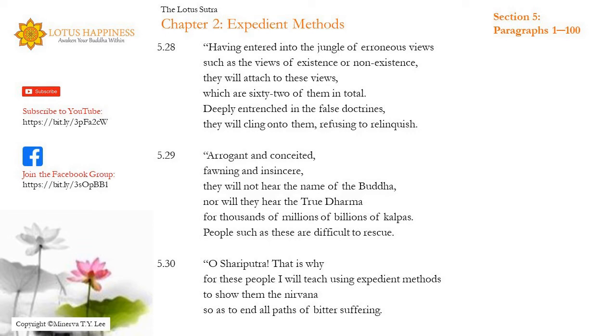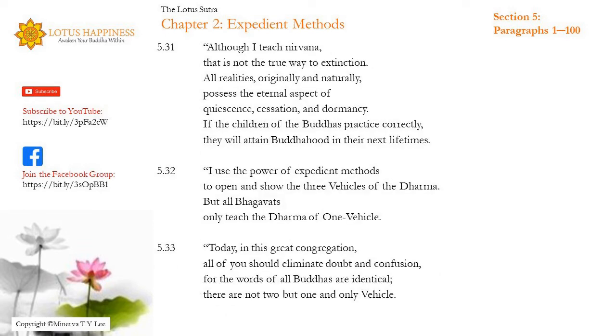O Shariputra! That is why, for these people I will teach using expedient methods, to show them the nirvana, so as to end all paths of bitter suffering. Although I teach nirvana, that is not the true way to extinction. All realities, originally and naturally, possess the eternal aspect of quiescence, cessation, and dormancy. If the children of the Buddhas practice correctly, they will attain Buddhahood in their next lifetimes.